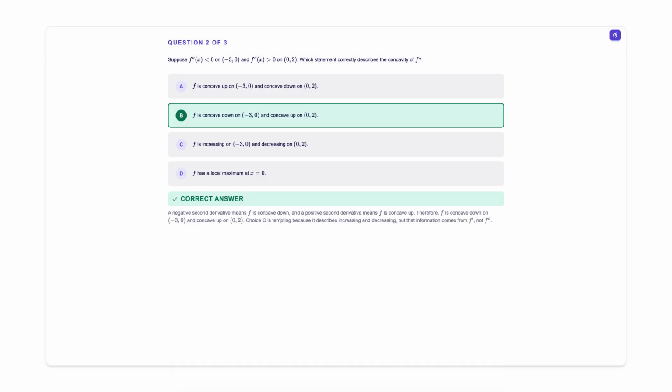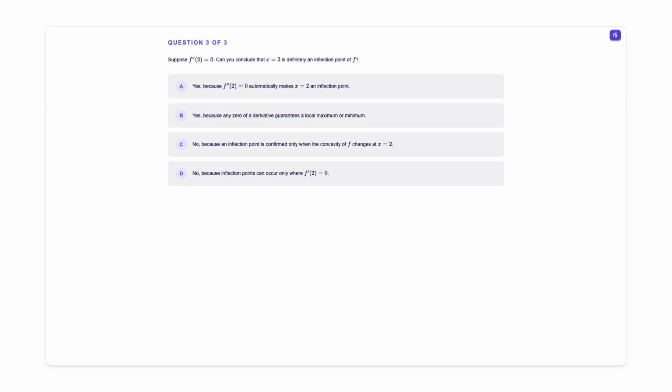A negative second derivative means f is concave down, and a positive second derivative means f is concave up. Therefore, f is concave down on -3, 0 and concave up on 0, 2. Choice C is tempting because it describes increasing and decreasing, but that information comes from f prime, not f double prime. Suppose f double prime of 2 equals 0. Can you conclude that x equals 2 is definitely an inflection point of f?